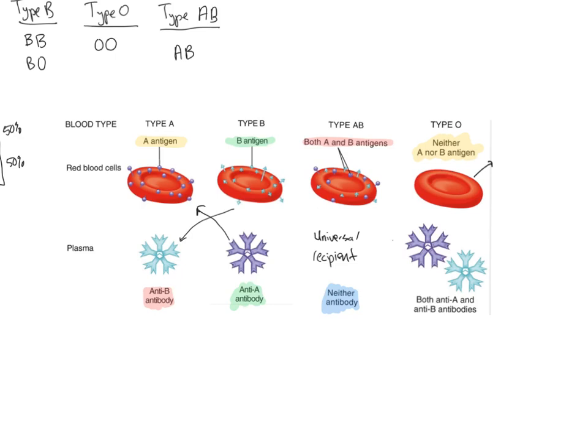However, an interesting note is that it circulates both anti-A and anti-B antibodies, which means that people with type O blood cannot receive A, B, or AB blood because their antibodies would mount a response. However, they can donate to whomever. So we can consider them the universal donor.